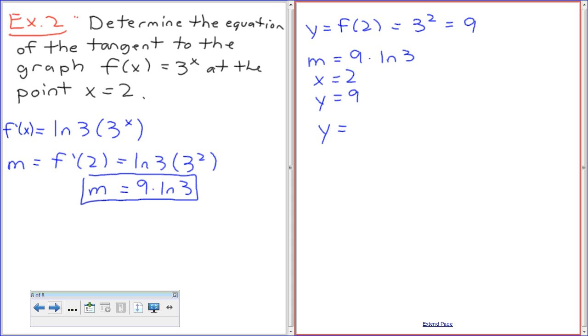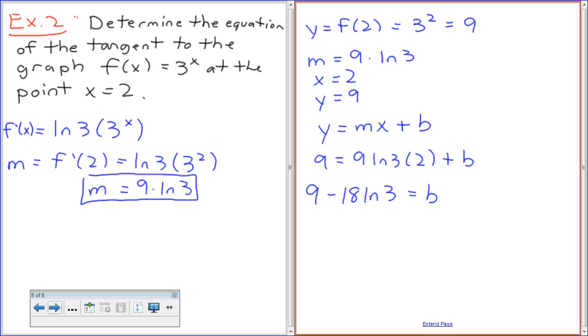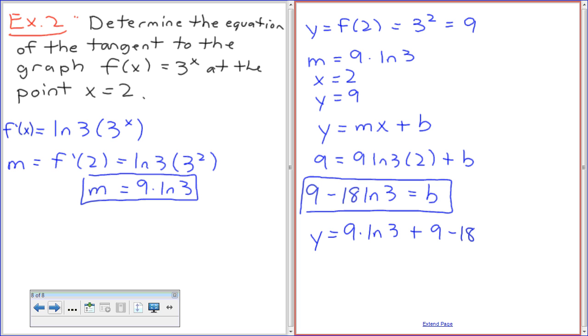So I'm just going to solve y equals mx plus b. 9 equals 9 ln 3 times 2 plus b. And if you have a decimal for that, that's fine. I just use exact values because I like them better. So it's going to be 9 minus 18 ln 3 equals b. So my equation is y equals 9 ln 3 x plus 9 minus 18 ln 3.